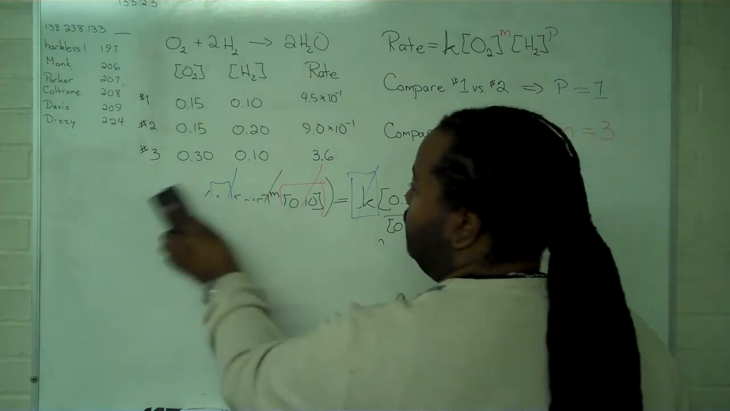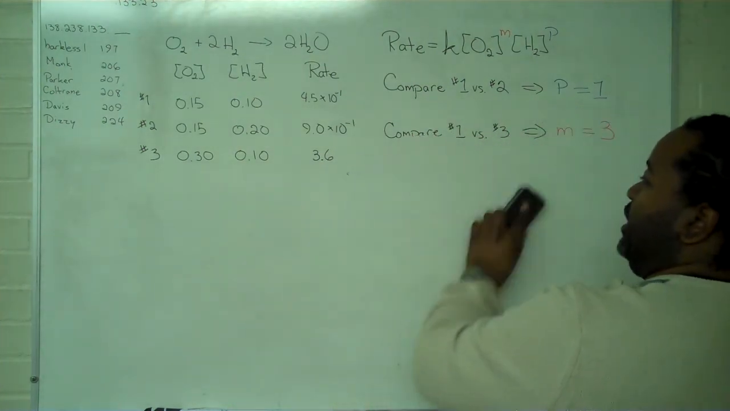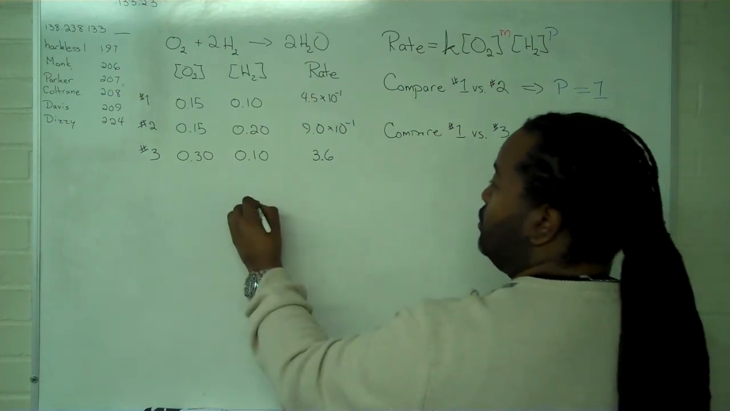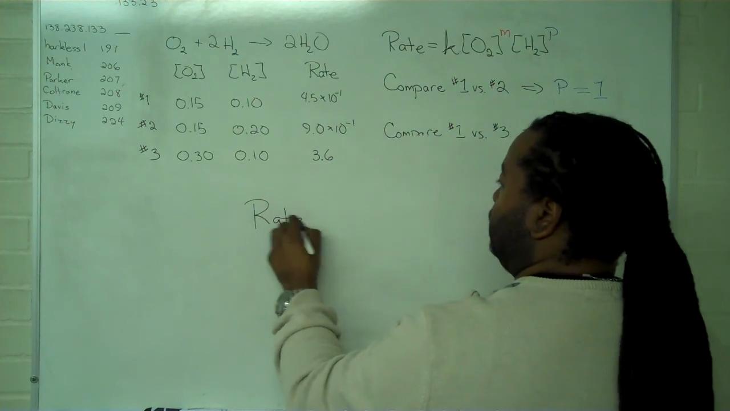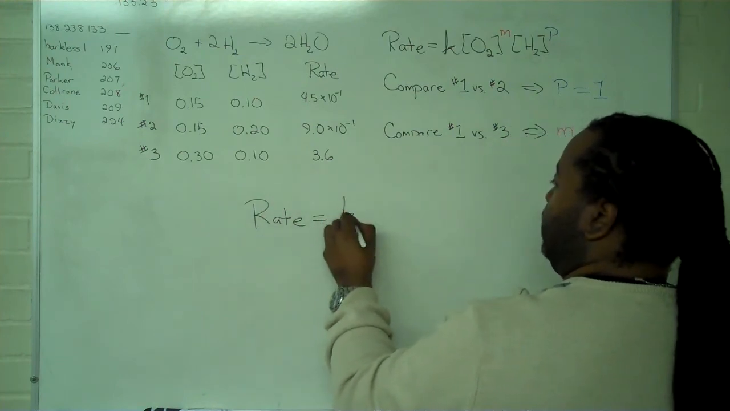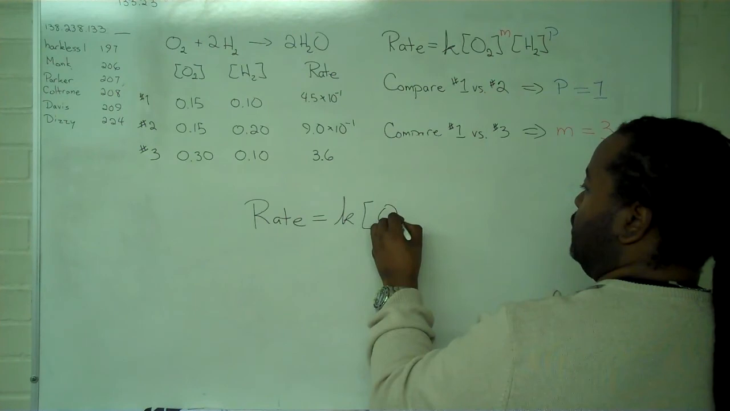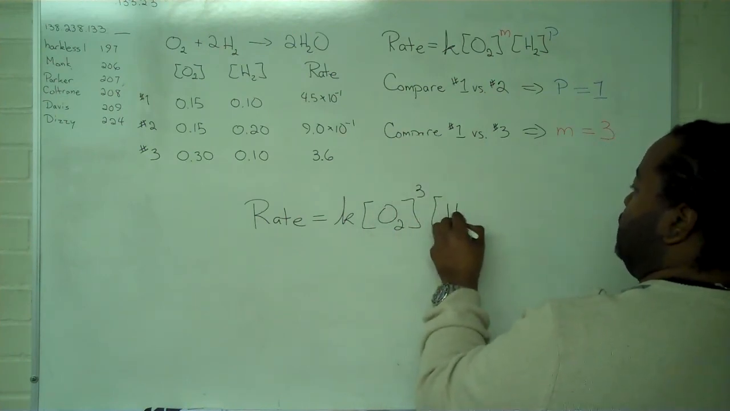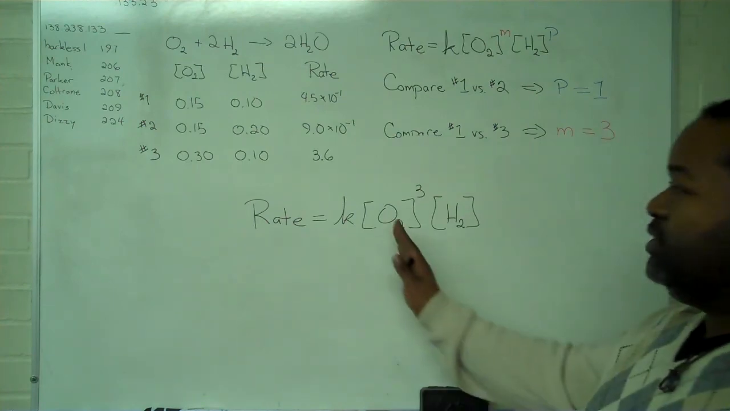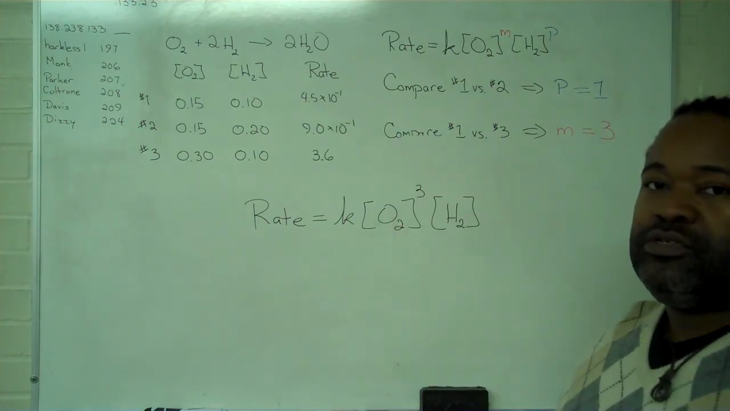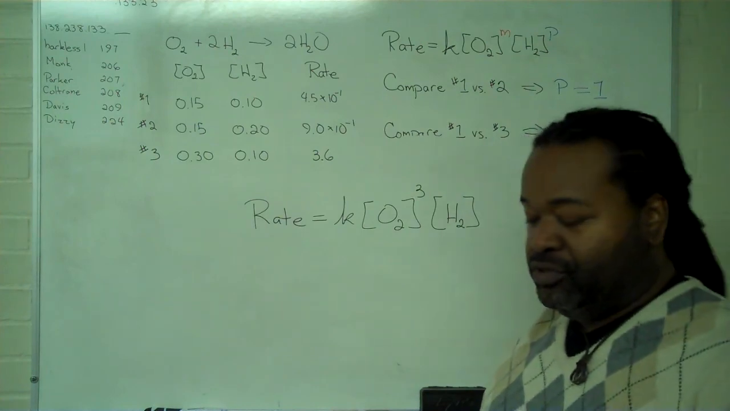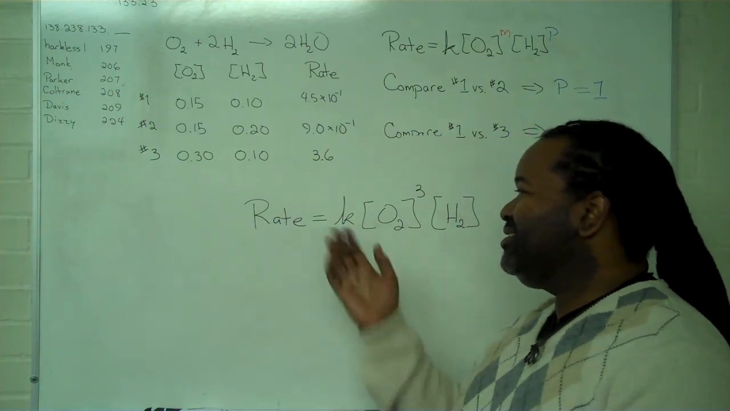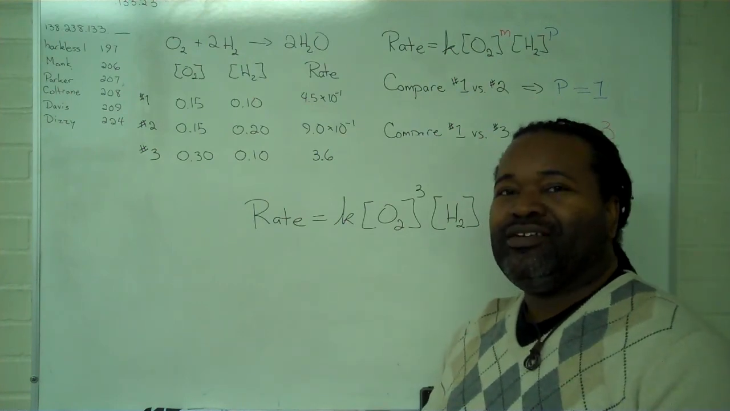Now that I have all of this information solved out, I can write out the complete form of our rate law. And so the rate of reaction is equal to our rate constant times oxygen concentration to the third power, times hydrogen concentration. So it is third order in oxygen, first order for hydrogen, and fourth order overall. That is finding the rate law using the method of initial rates.